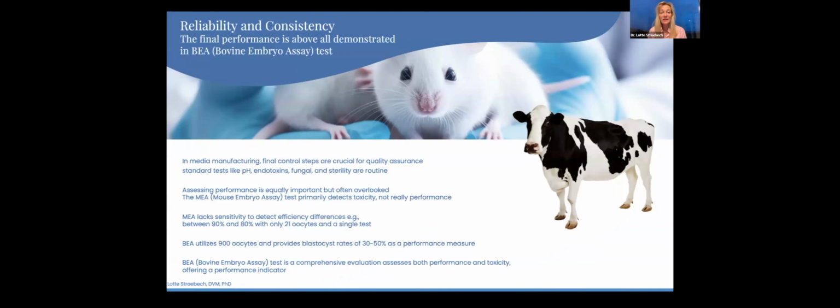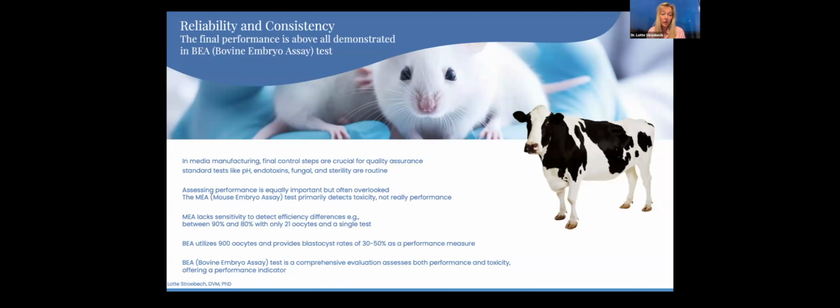So, reliability and consistency. The final performance is above all demonstrated in the bovine embryo assay test. In media manufacturing, final control steps are crucial for quality assurance, and standard tests like pH, endotoxins, fungal, and sterility are routine. So it should not happen that you have a medium from which fungus or bacteria arises, because numerous tests are performed before release. And again, the MIA test would catch many of these.